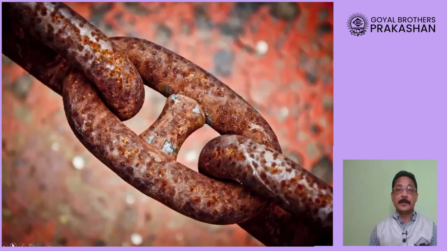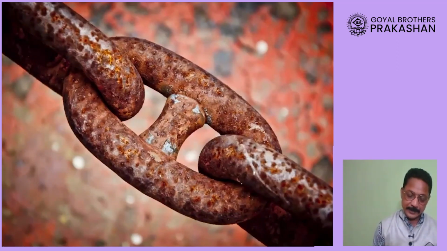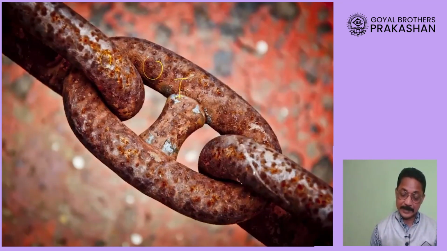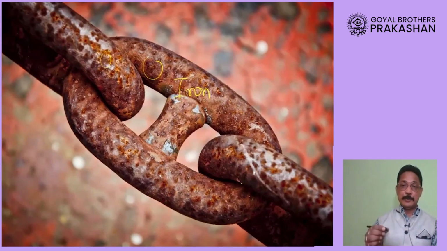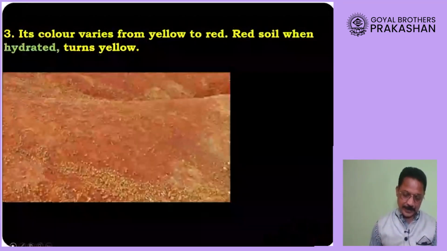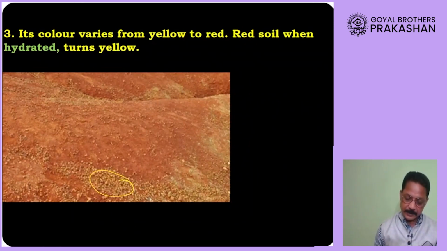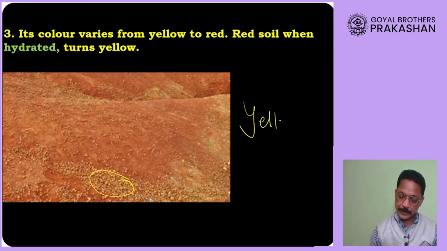What are you looking at? You are looking at a chain, right? Do you notice this chain is rusted? Yes. Which metal do you think, children, this is? This is iron. And when this iron rusts, it turns into iron oxide. So red soil is rich in iron oxide. However, if you look here at this soil, somewhere it is appearing yellowish in color.